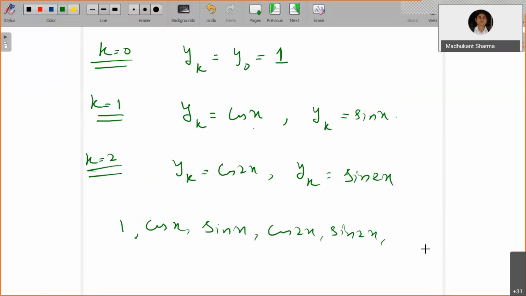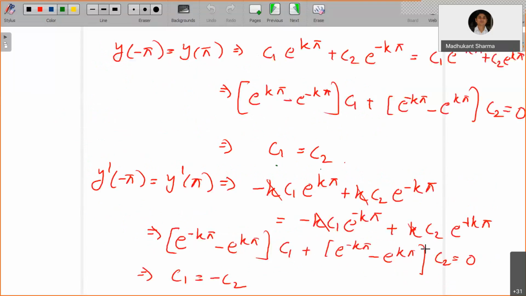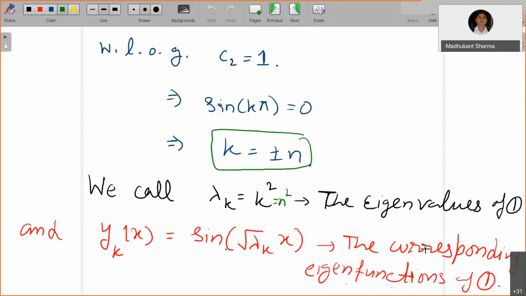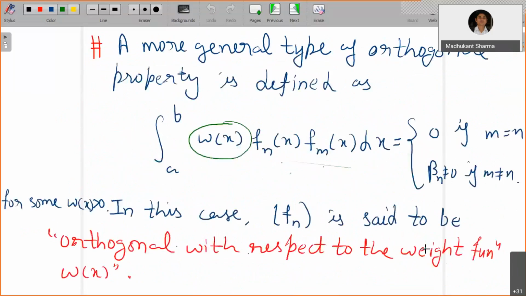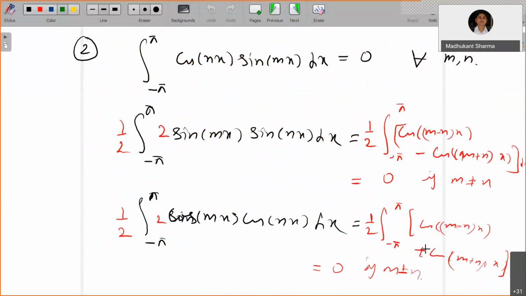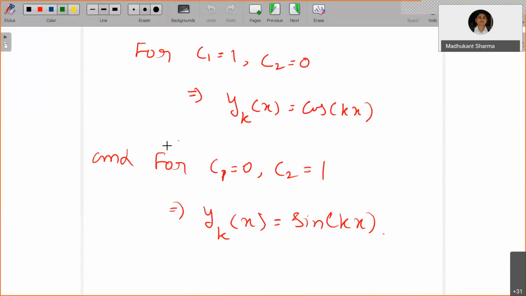Just now we have shown that this is an orthogonal sequence over the interval minus pi to pi, with respect to the weight function q(x) equal to 1. We have already shown this here. In all the cases, the weight function w(x) is 1. So I think we can add that here.